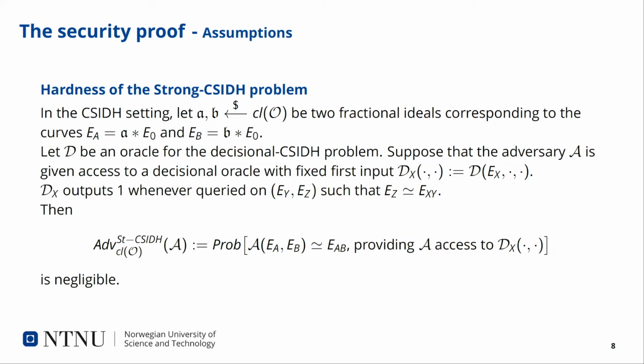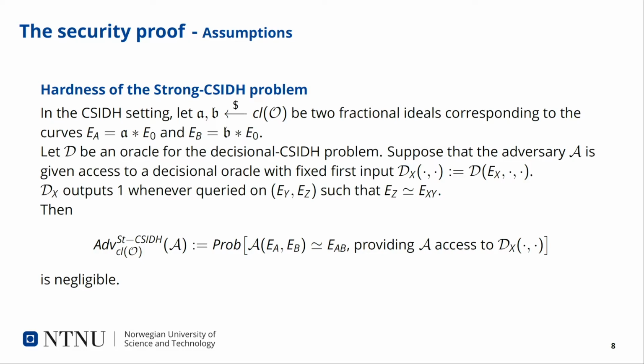In a CSIDH setting, we take A and B, two fractional ideals in two different ideal classes, and the corresponding elliptic curves EA and EB. A decisional oracle would output 1 when it's queried on a valid CSIDH triplet, so whenever it's queried on EX, EY, EXY, and 0 otherwise. But we don't give the adversary access to this oracle, but to a more limited one. So we fix the first input of the decisional oracle, and this new limited oracle will output 1 whenever it's queried on EY, EZ, where EZ is isomorphic to EXY.